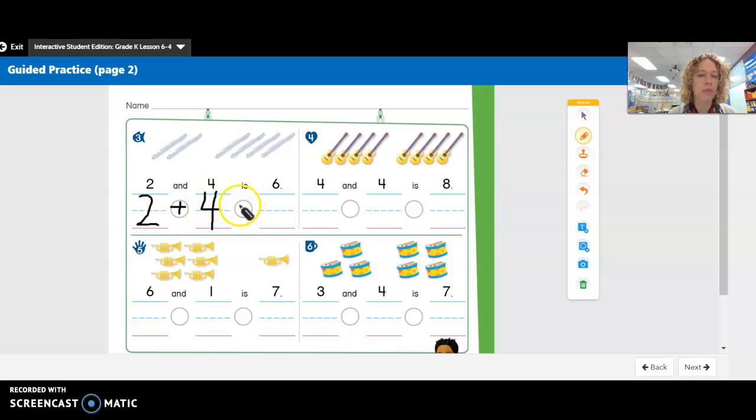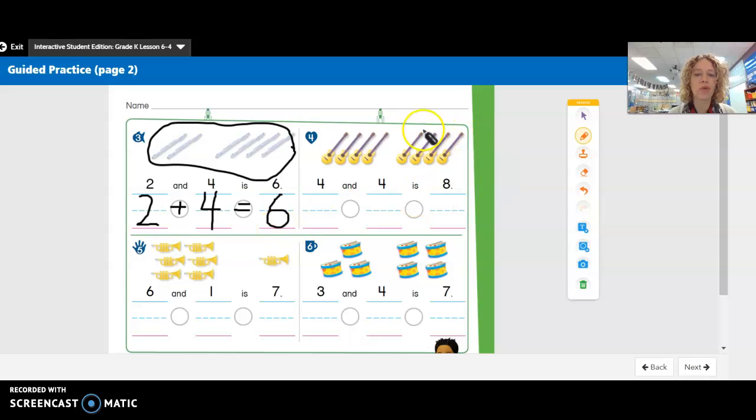And now we want to know how many all together. Okay. So that's that equals. And we're going to circle them. And then we're going to count. 1, 2, 3, 4, 5, 6. All right. How would we read this equation with these symbols? 2 plus 4 equals 6.